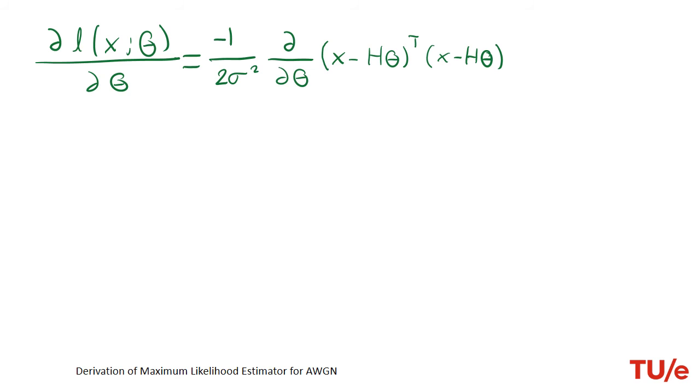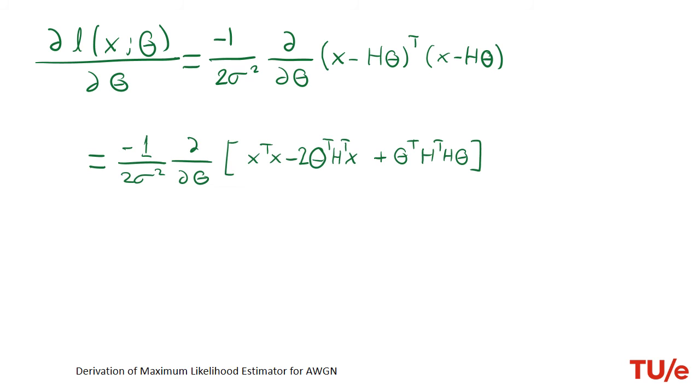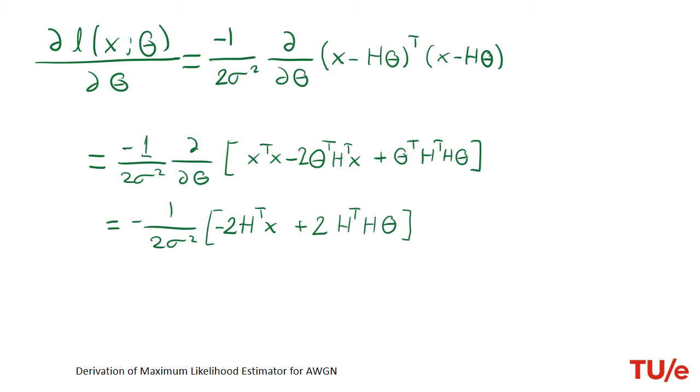Now, we need to take the derivative of this matrix algebraic expression. Fortunately, it's not that hard. Let's first open up the vector multiplication to see how the partial derivative operates on each term. The partial derivative of the x transpose x term with respect to theta is 0. So let's get rid of that. The derivative of the remaining terms are as shown. Now, all we need to do is to set this equation equal to 0.